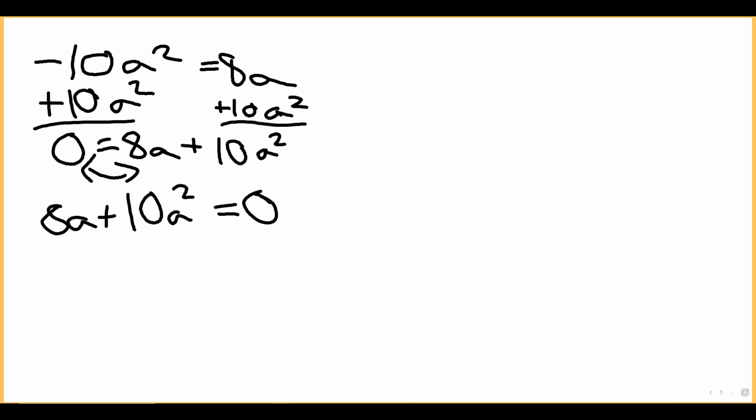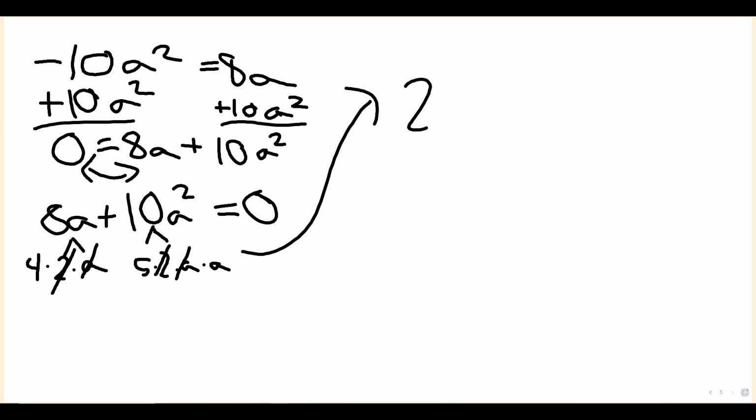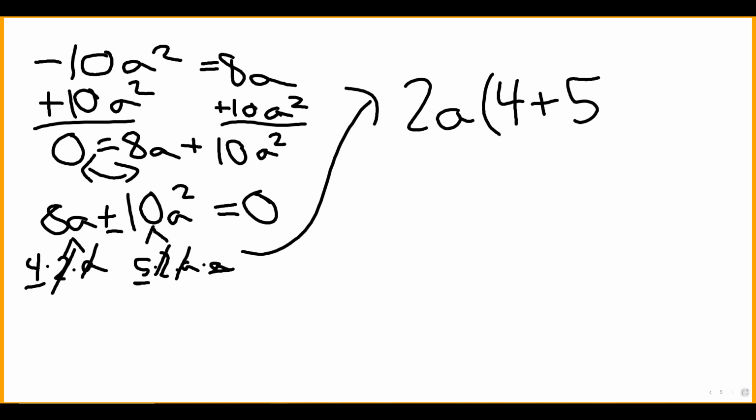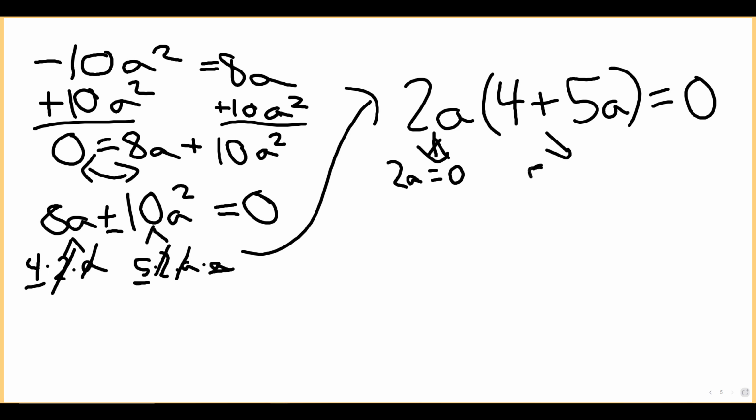Now let's find the factors and convert it into a multiplication problem using the zero product property. What can 8 be? It can be 4 times 2 times a. And what can 10 be? It can be 5 times 2 times a times a. What's similar in these? 2 is similar and a is similar. So let's put the parentheses up here: 2a times what's remaining, which is 4 on this side, and on this side, there's 5 and a remaining, with the sign between them. Now that it's multiplication, we know that 2a equals 0, and the other factor also equals 0.